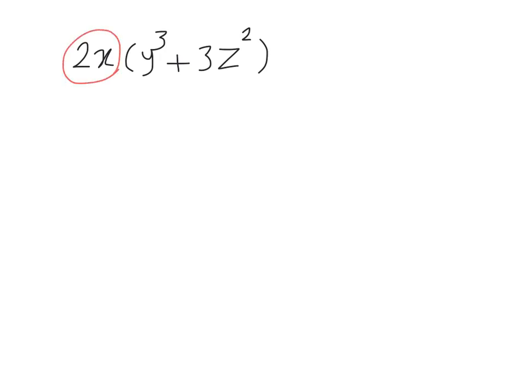Let's see two more examples for multiplication of expression. On the first example, I would like to multiply 2x with y to the power of 3 or y cubed plus 3z squared. Okay, again in this example I want to use the distributive law, which means I have to multiply my outside term 2x by each term inside the brackets, which means y cubed and plus 3z squared.